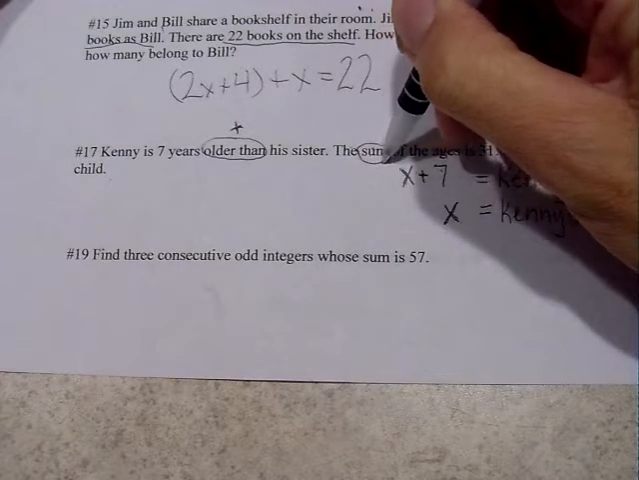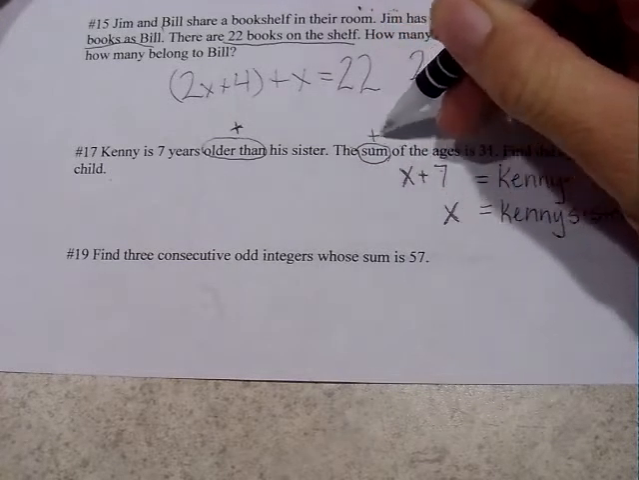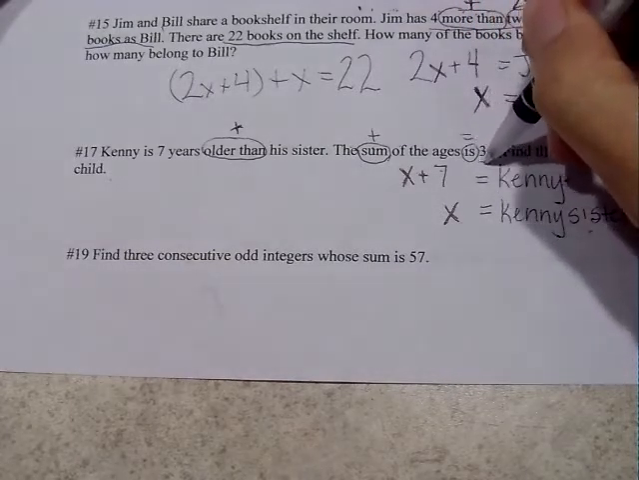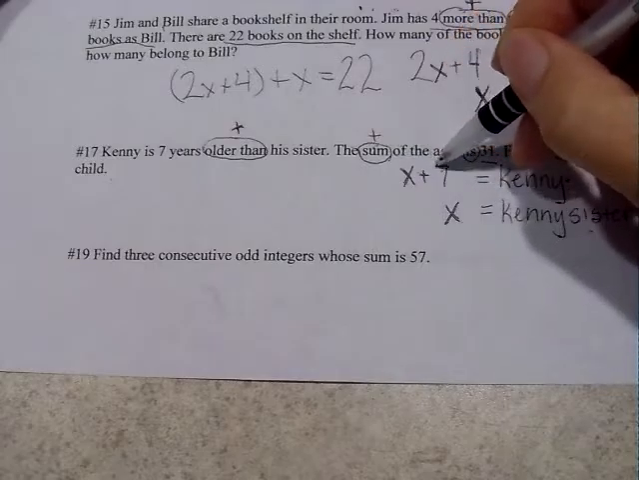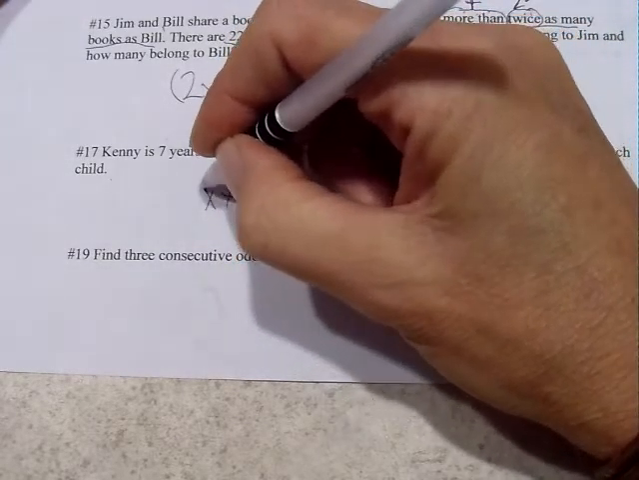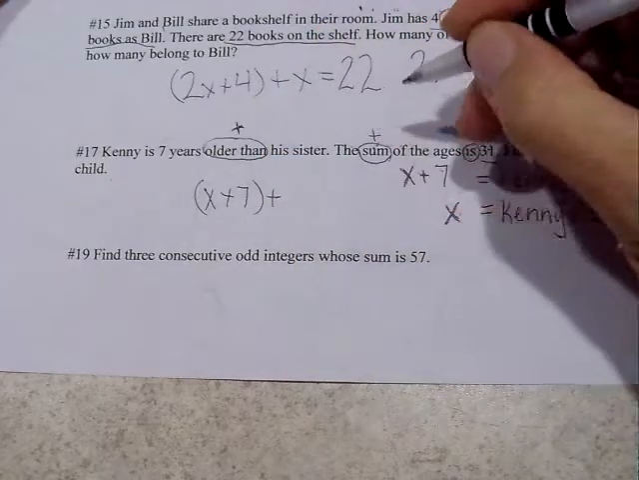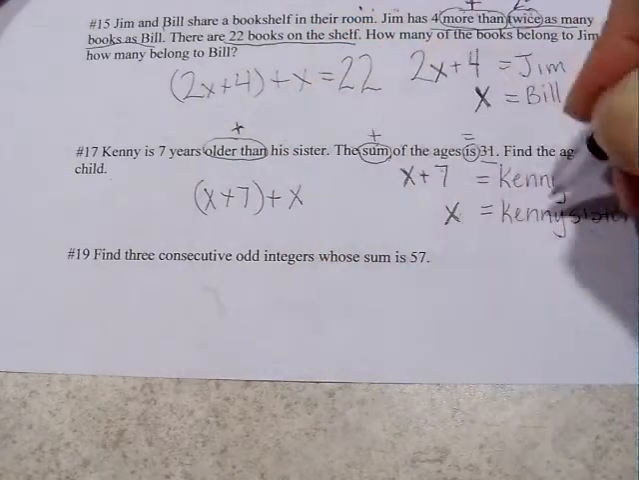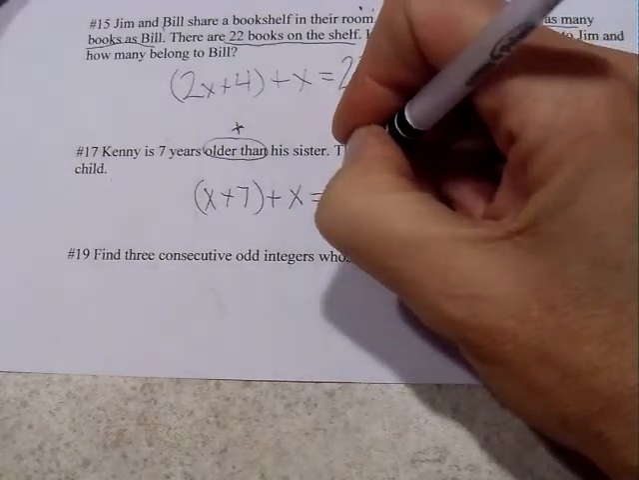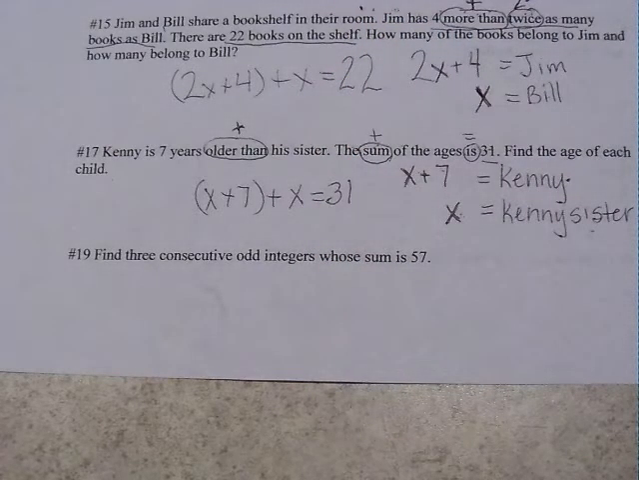Sum should jump out as addition. Of the ages should jump out as equal to 31. So let's take the sum. x plus 7 is Kenny, plus the sum of Kenny's sister, equals 31. And that would be your equation.